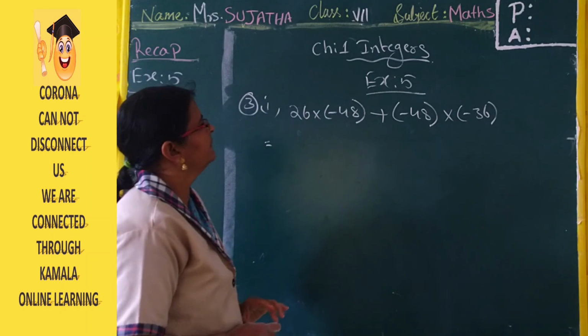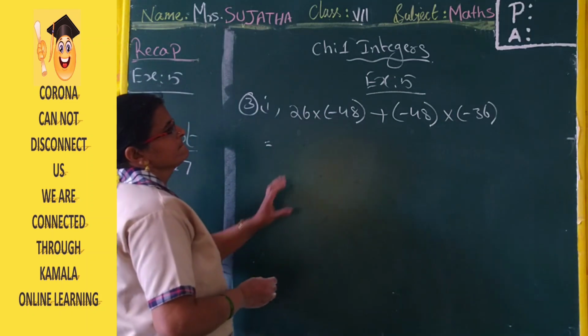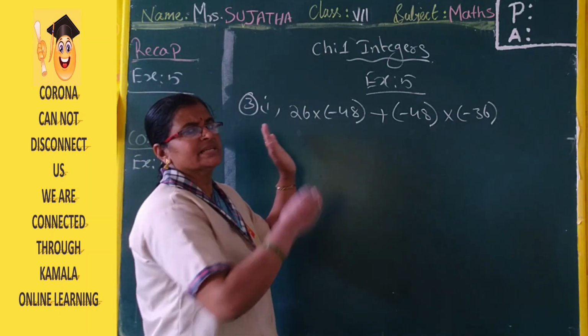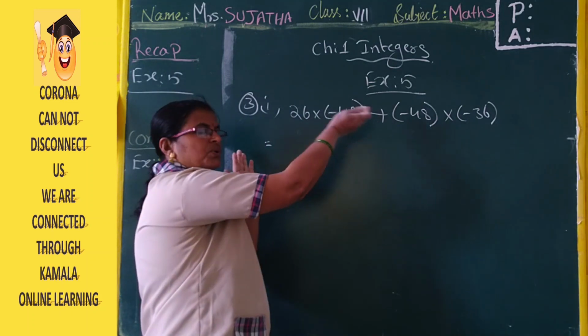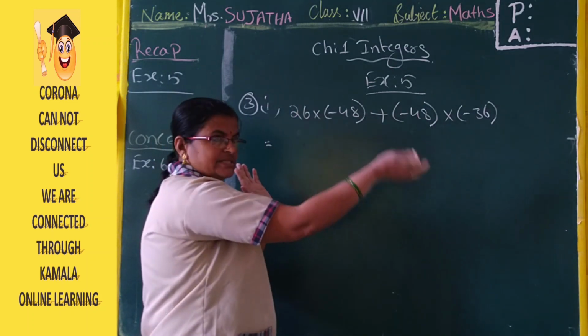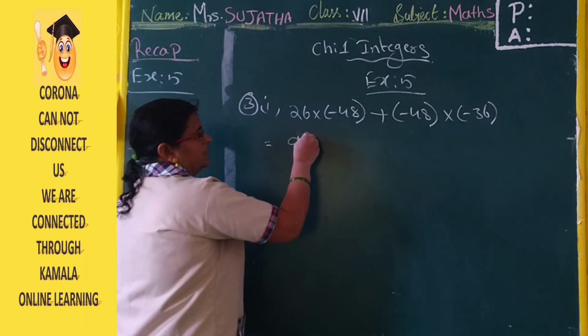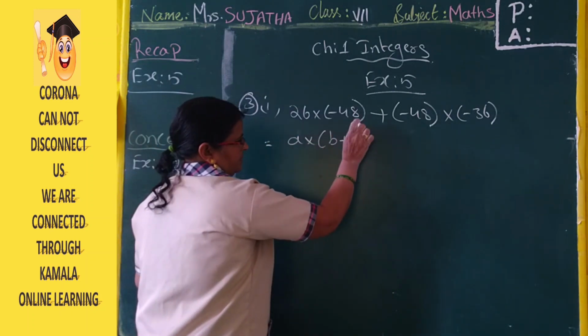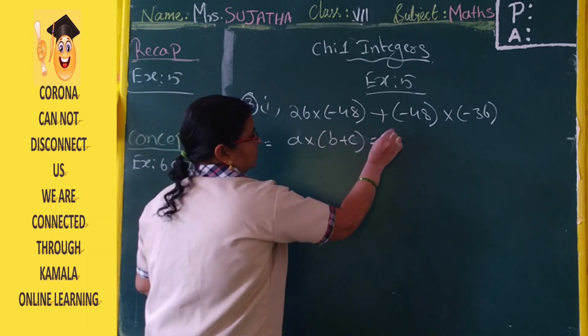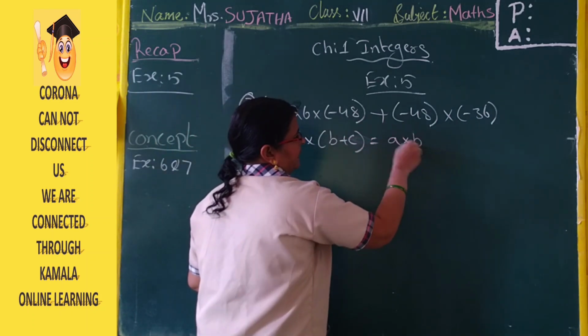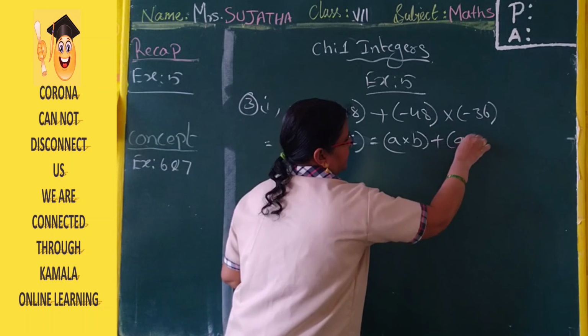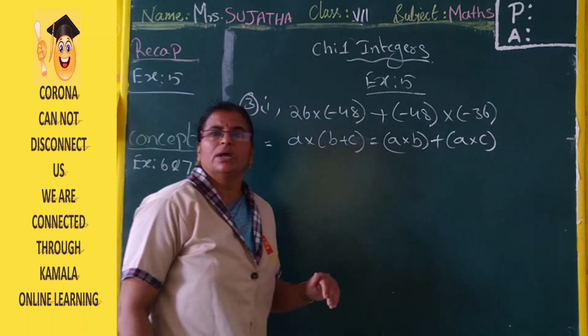Distributive law, what is that? What we did: the LHS is given, we have to write the RHS. Sorry, the RHS is given, you have to write the LHS. What is distributive law? A into B plus C is equal to A into B plus A into C. This is distributive law, no?